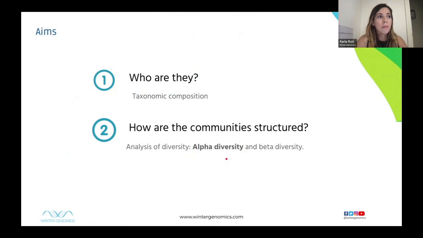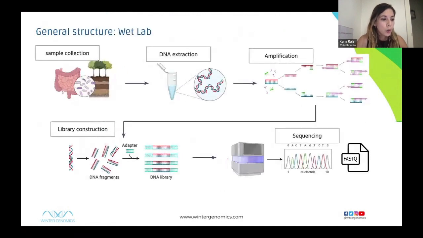So how does a microbiome project start? In this slide, you can see the general structure of the experimental part of a microbiome project. You start with a question about the ecological nature of a microbial community, and you start with the sample collection. Then once you have the sample, you extract the DNA, and then you amplify a region of interest. In this case, the region that is usually amplified is the 16S rRNA, or it could be some other region like the 18S.